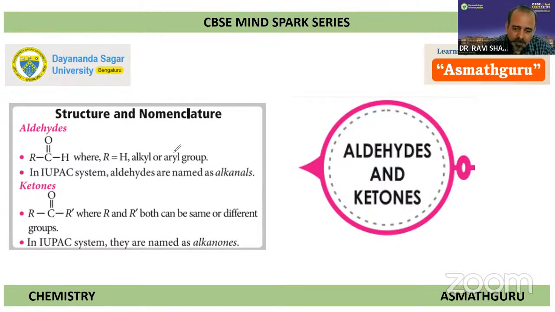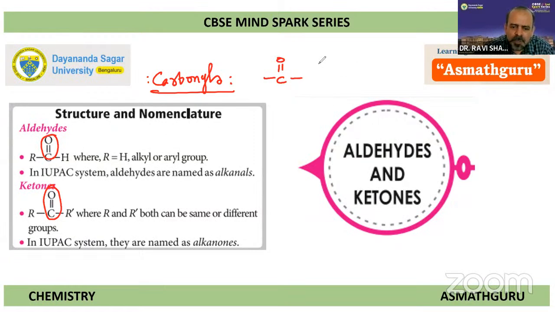So what is aldehyde? All these compounds, aldehydes and ketones, are called carbonyls. What is a carbonyl? Any compound having a CO group we call a carbonyl. Aldehyde has the CO group, and ketones also. Both have CO, that's why we call them carbonyl.